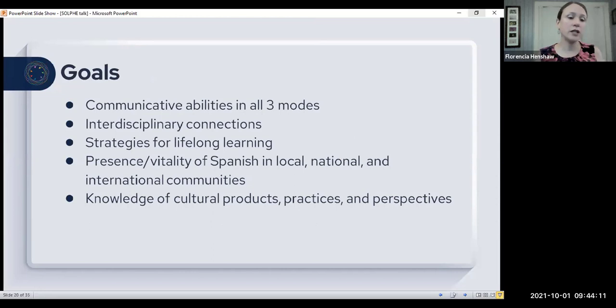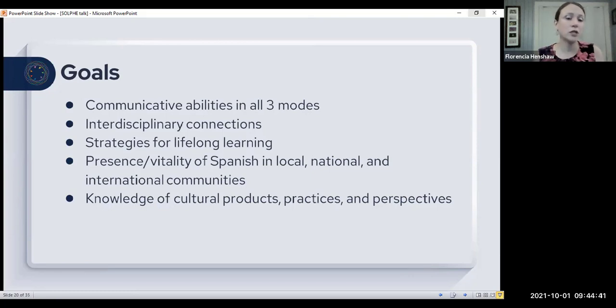So the first thing of planning was to determine the goals of the course. So yes, communication was a big one, right? So I wanted to strengthen the students' ability to communicate in all three modes. And by that, I mean interpretive, presentational, and interpersonal. So the 3 modes according to ACTFL. I also wanted to make sure that it was the 3 modes in both modalities, written and oral.